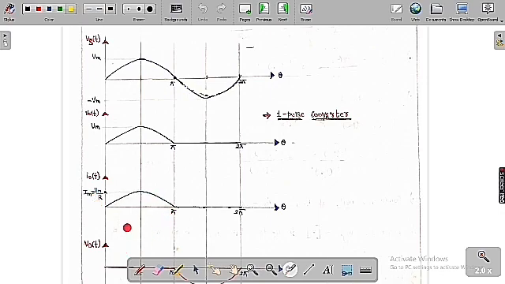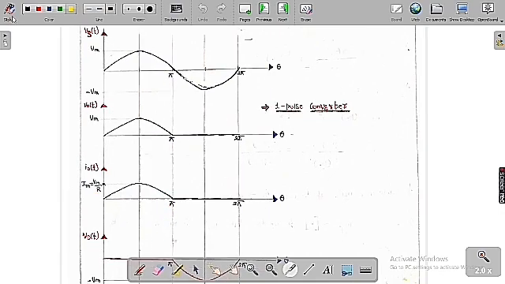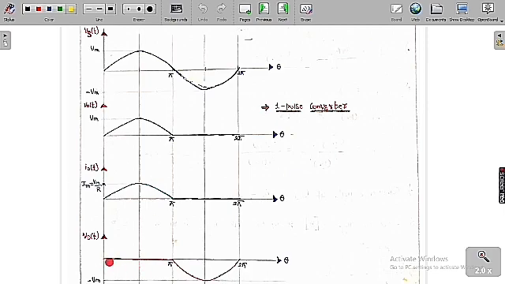And also in this region the diode is on. So therefore, as the diode is on, the diode voltage is equal to 0, because we are going to assume it is an ideal diode.